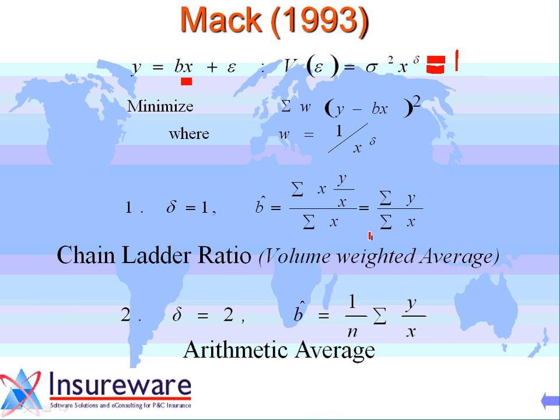If you then use weighted least squares, where the weight is the inverse of the variance, so the weight is proportional to 1 on x, you get the volume weighted average as the best line. The best trend line, the best ratio line, the best weighted average ratio line. However, if you set delta equal to 2, then you get the arithmetic average. So let's do it that way now.